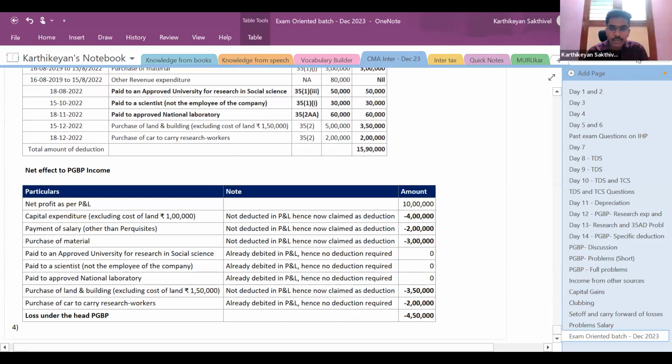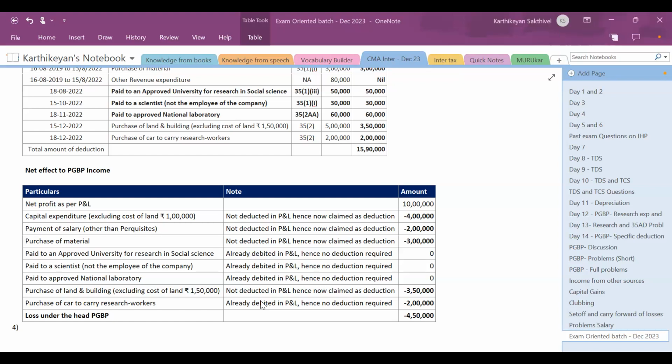Is this clear? Yes. Yes, sir. Yes, is it clear? Hello? Clear? புரியுறதோ? Yes, sir.